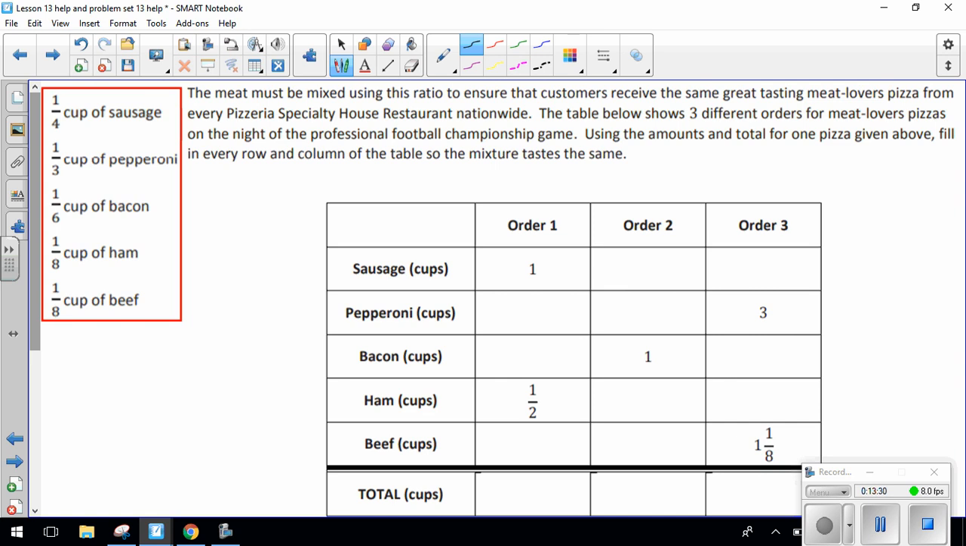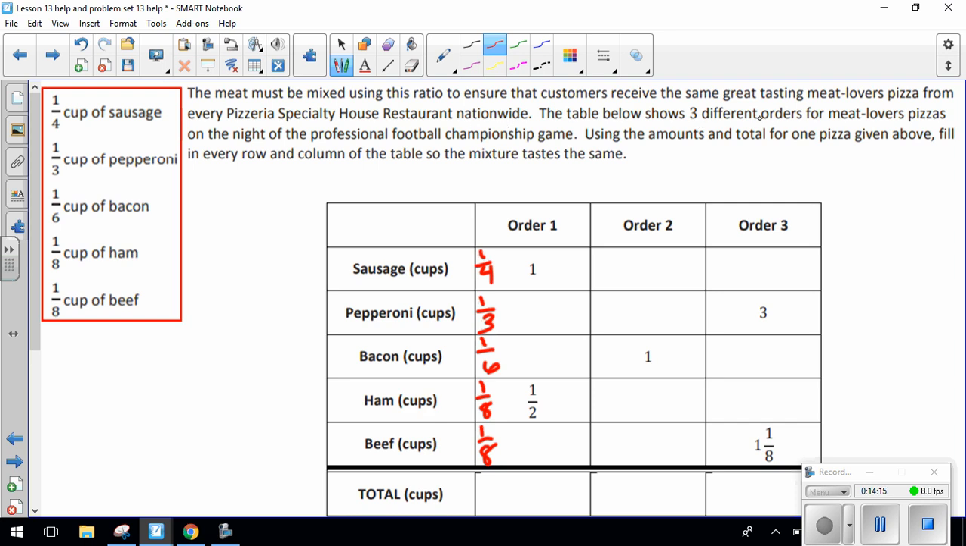So when I look at this table, what I did was I took this red chart and I wrote in how much I need to keep proportionality. So I need to keep 1/4 cup of sausage. I need to keep in proportion to 1/3 cup of pepperoni. I need 1/6 cup of bacon. I need 1/8 cup of ham, and I need 1/8 cup of beef. So the meat must be mixed using the ratios to ensure that the customer receives the same tasting meat lovers pizza from every pizzeria specialty house restaurant nationwide. So nationwide means across America.